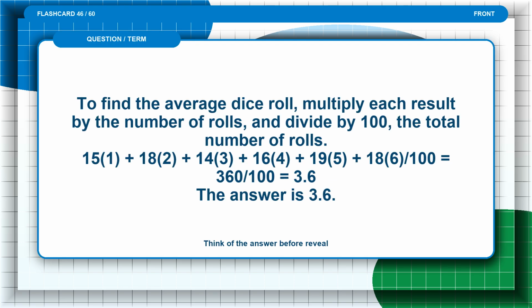Flashcard 46. To find the average dice roll, multiply each result by the number of rolls and divide by 100, the total number of rolls. (15×1 + 18×2 + 14×3 + 16×4 + 19×5 + 18×6) / 100 equals 360 over 100 equals 3.6. The answer is 3.6. Think of the answer before the reveal.